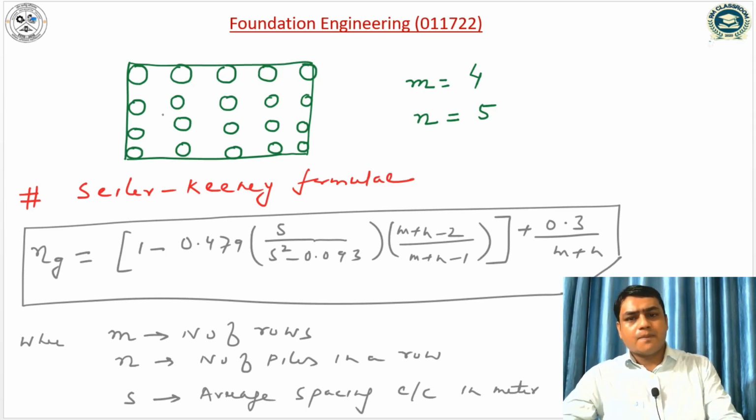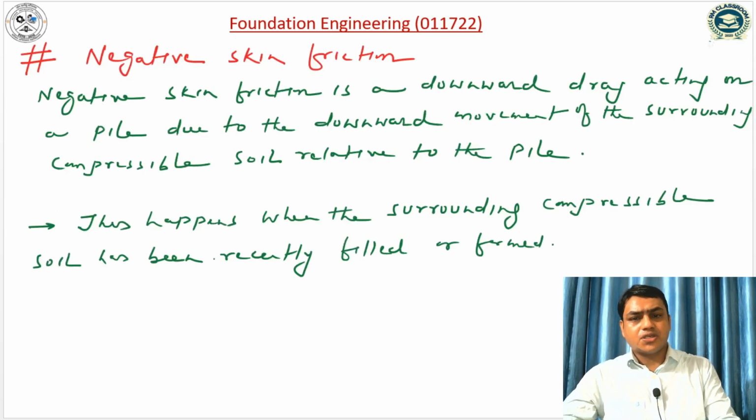Similarly, the efficiency of pile group can also be computed by the Seiler-Keeney formula. According to this formula, we can compute the pile group efficiency from this expression, where m and n are the same. m is the number of rows and n is the number of piles in a row, and s is the average center to center spacing in meters. So with the help of this expression, we can compute the pile group efficiency.